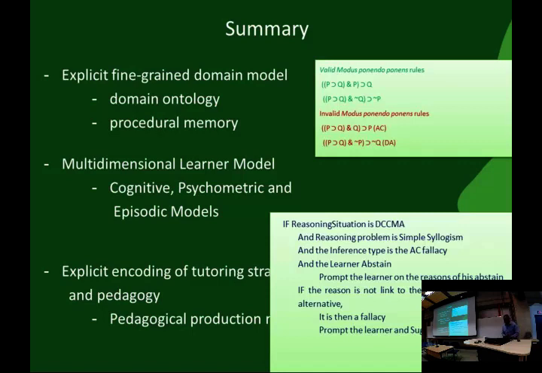And also, we have an implicit encoding of tutoring strategies. But of course, these tutoring strategies are not based on real pedagogical theories until now, but on the experience of 30 years of teaching logic reasoning by Serge. From that, we were able to come up with some rules that can guide the student during reasoning learning. So what's next?